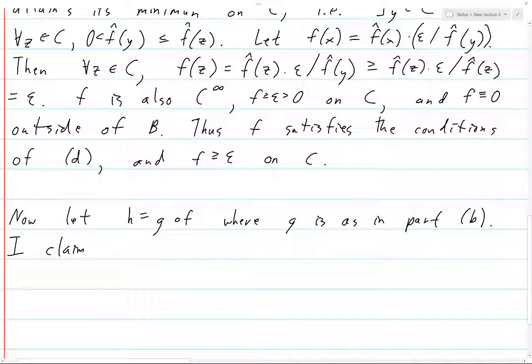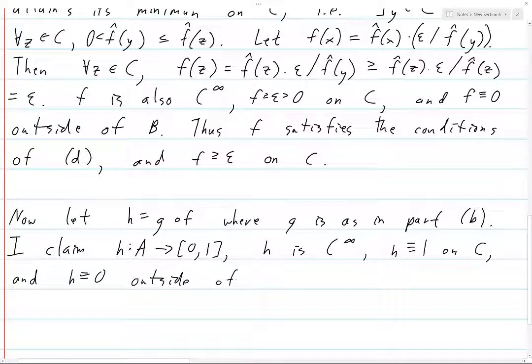So I claim that H maps from A to the closed interval from 0 to 1, H is C infinity, H is identically equal to 1 on C, and H is identically 0 outside of the closed set B, where, just to remind you, C is contained in B, which is contained in A. Okay, so this is what we're claiming, these 1, 2, 3, 4 things.